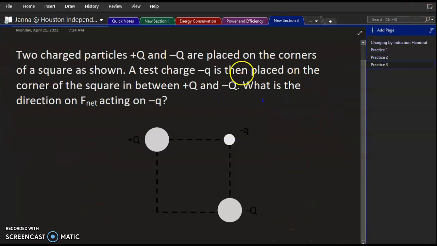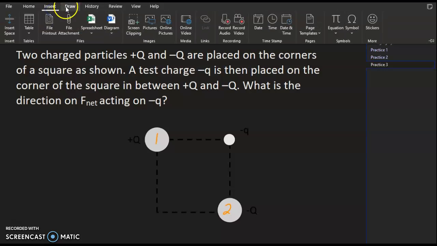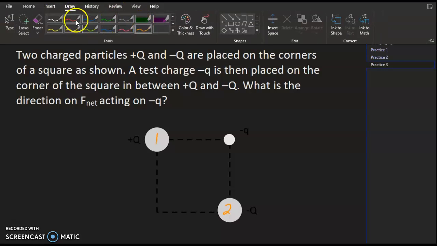Last question, practice 3. Two charged particles, positive Q and negative Q, I'm going to label these charge 1 and charge 2, are placed on the corners of a square as shown. A test charge of negative Q, this is the little baby test charge, is then placed on the corner of the square in between positive Q and negative Q, in between charges 1 and 2. What is the direction of the net force acting on this little Q? So remember, opposites attract and like charges repel.